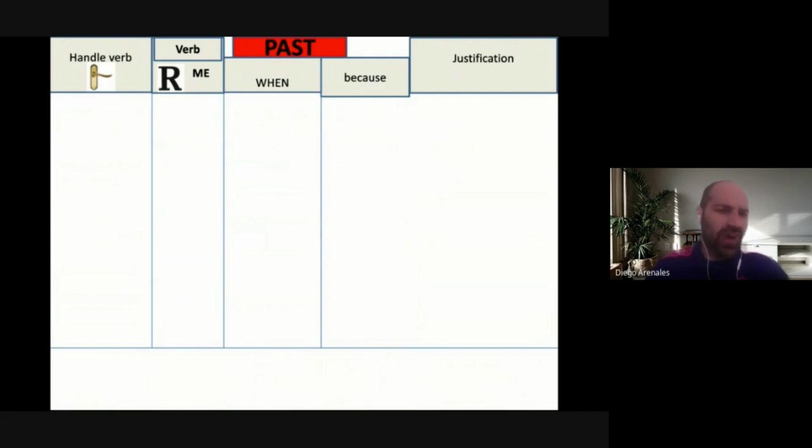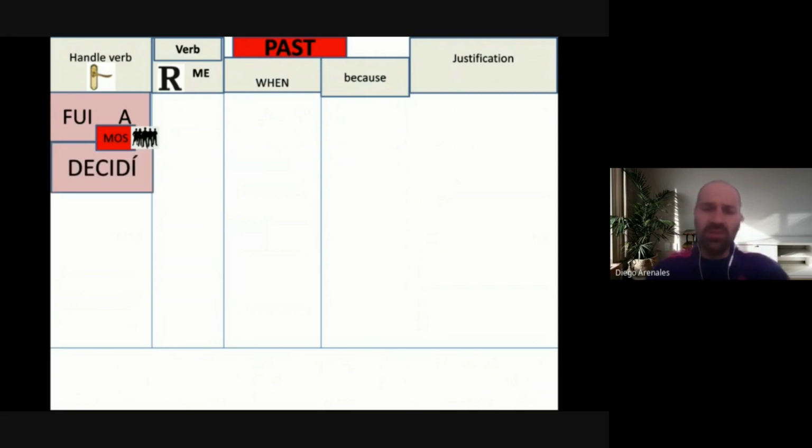We have 5 handle verbs that we can use with any past expression. We go: fui a, I went to. Fui a, I went to. Then it's really interesting because if you add mos to fui, so fuimos a, it means we went. So mos is the pattern for we in Spanish. So you can either say fui a or fuimos a.